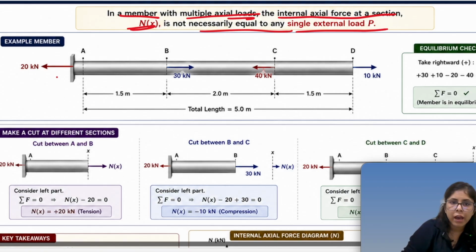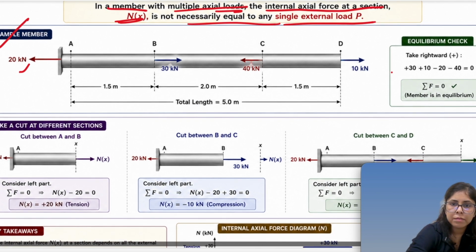That means we have one example here in which I have this 20 kilonewton, and then internally I applied one 30 kilonewton load, one 40 kilonewton load, and then a 10 kilonewton load. The total length is this, and at every length we have applied a load. So I need to check the equilibrium.